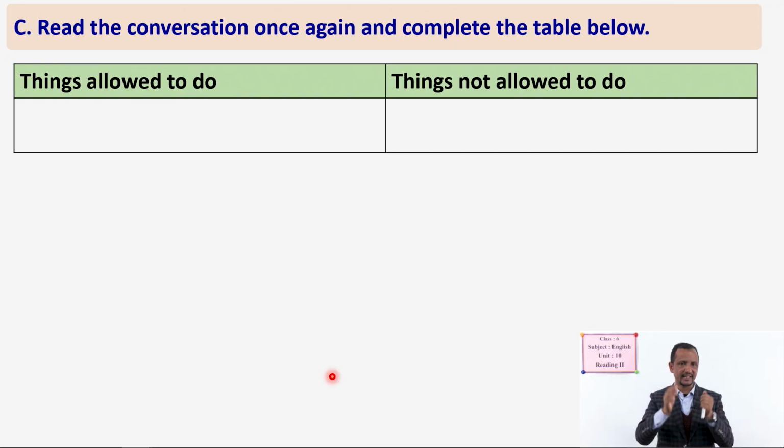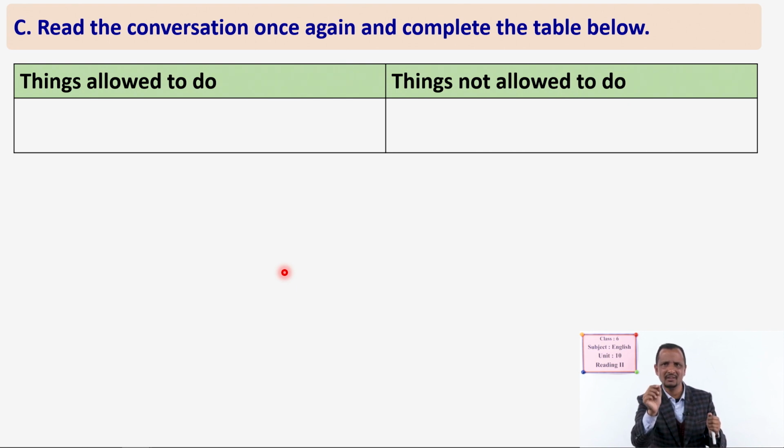Well, after this, dear students, read the conversation again and complete the table below. Okay? What you have to do? Things allowed to do, things not allowed to do. At the beginning, dear students, we discussed this: obligation, permission and restriction. Obligation is what you have to do, or permission. Not allowed means restriction, meaning what you can do at the museum and what you can't do there. Just find out and write.